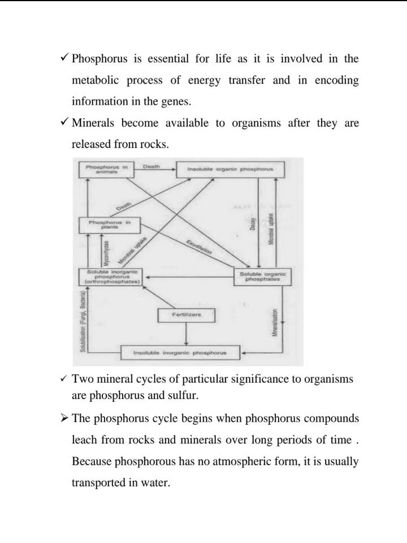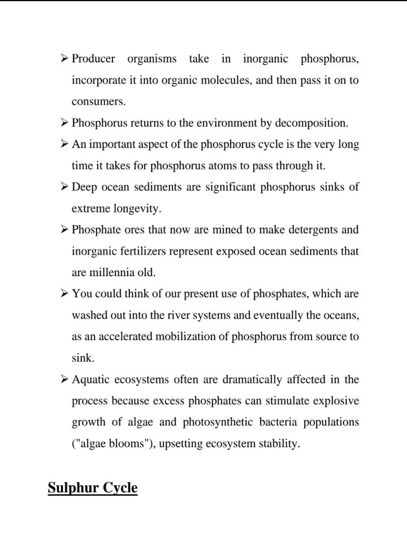Two mineral cycles of particular significance to organisms are phosphorus and sulfur. The phosphorus cycle begins with phosphorus compounds leached from rocks and minerals over a long period of time. Because phosphorus has no atmospheric form, it is usually transported in water. Producer organisms take inorganic phosphorus, incorporate it into organic molecules, and then pass it on to consumers. Phosphorus returns to the environment by decomposition.